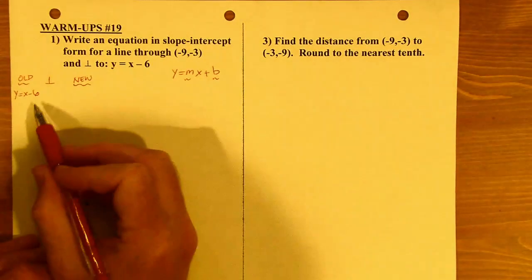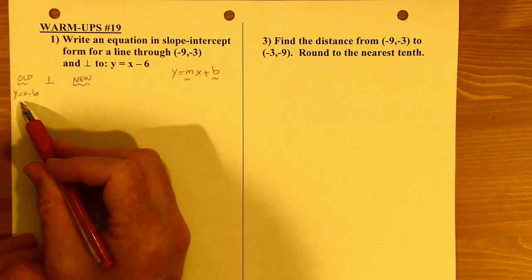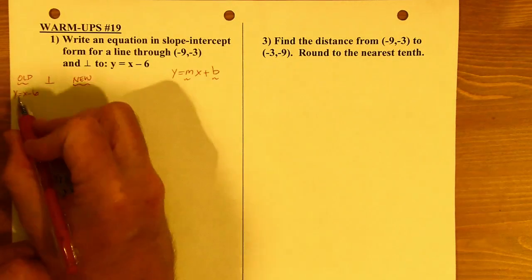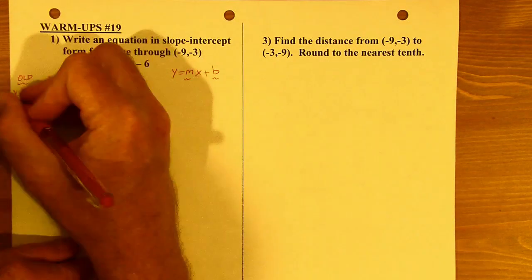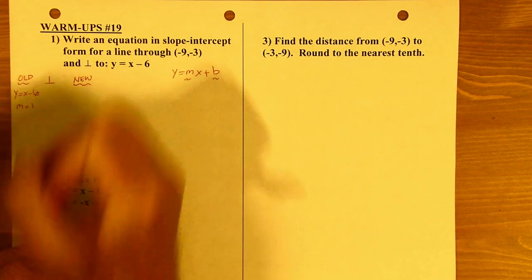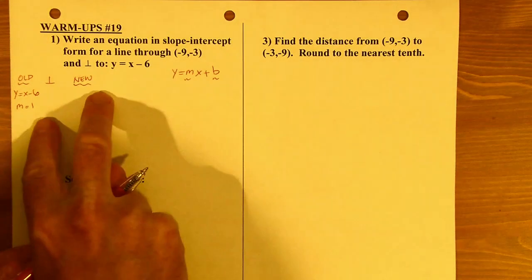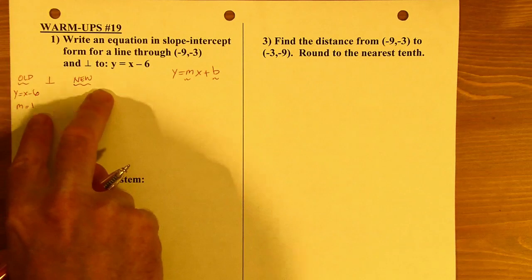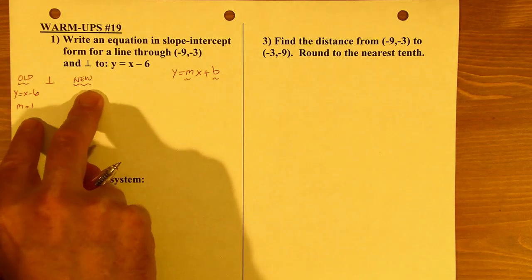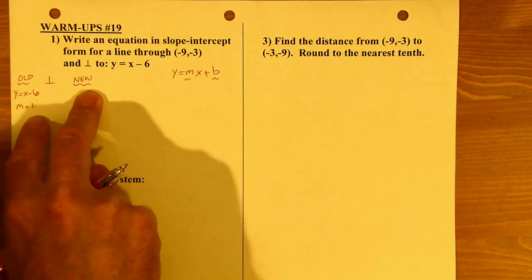So looking at that, I need to find the slope of this. And I can see that the slope is 1 because it's y equals 1x minus 6, right? This is in y equals mx plus b form. So my slope is 1, okay? Now these are perpendicular to each other, so that means they're not going to have the same slope, but they're going to have opposite reciprocal slopes, okay?